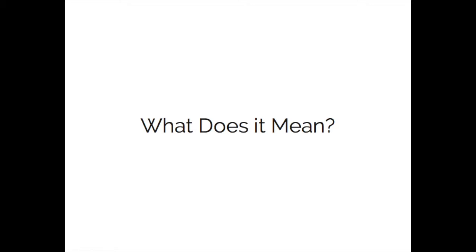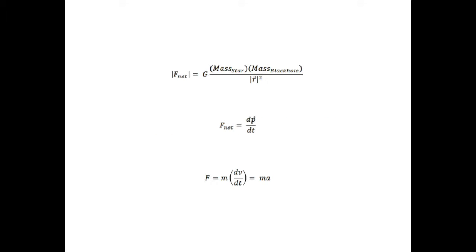So what does it mean? The answer to this question is that the Fnet and dp dt equations are equal, but are derived in different ways. Fnet comes from the force of gravity, while dp dt comes from these two equations here. dp dt describes how the star moves, and Fnet describes the star's actual motion.